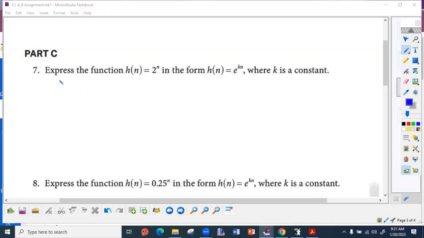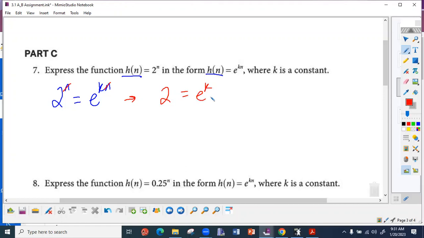On the first one, it says express the function h of n equals 2 to the n in the form of h of n equals e to the kn, where k is a constant, okay? So what this is telling us is that, notice how they both equal h of n, right? So if two things are equal to the same thing, then they must be equal to each other. Does that make sense? So we have 2 to the n equals e to the kn. Now they both have an n on both sides. So in order to solve, is n going to matter? No, I don't need to worry about n. n is going to cancel out because it's equal on both sides. So what we're left to solve with is 2 equals e to the k.